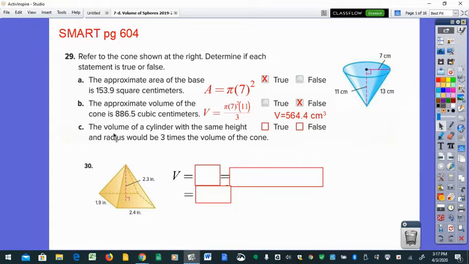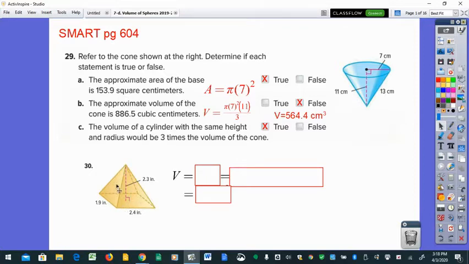Finally, on part C, the volume of a cylinder with the same height and the same radius, would it be 3 times the volume of the cone? And that answer is always true. And you'll remember we saw the demonstration with the woman pouring the water of 3 cones into the cylinder.